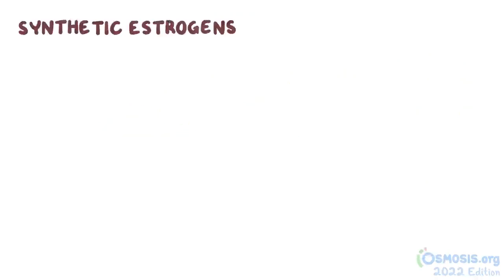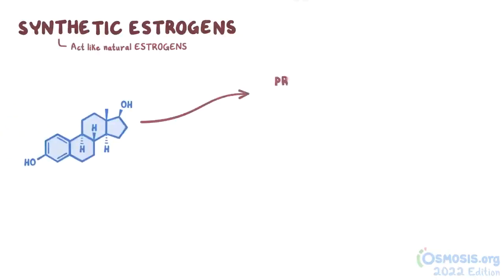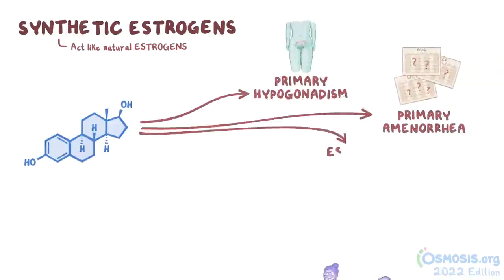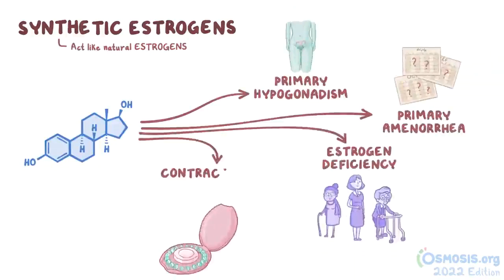Synthetic estrogens are a class of medications that act like natural estrogens and are mainly used for primary hypogonadism, primary amenorrhea, estrogen deficiency, and as contraceptives.